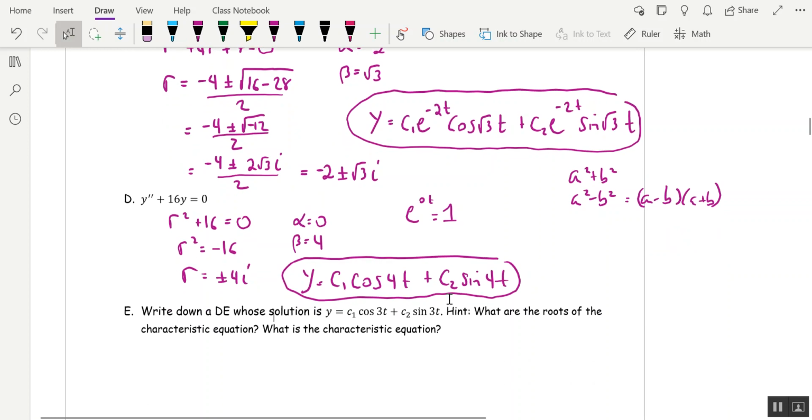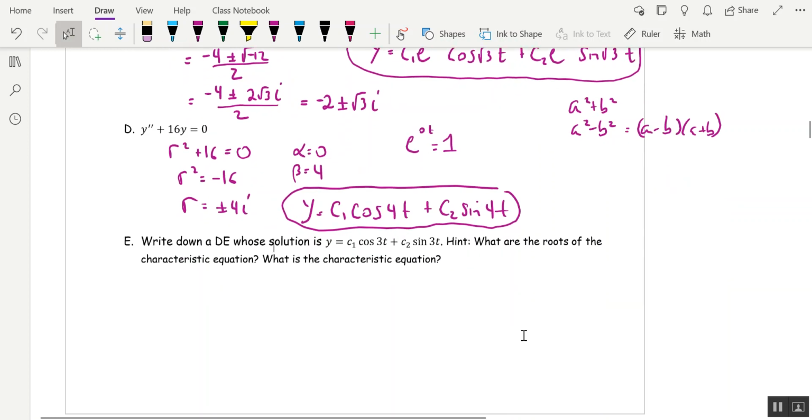Next one's a little different. Write down a DE whose solution is this. Okay, and so to help you do that, I'm going to do this in steps. What are the roots of the characteristic equation? That's step 1. What is the characteristic equation? That's step 2. Once we know the characteristic equation, we can write down the DE. So let's start with the roots.